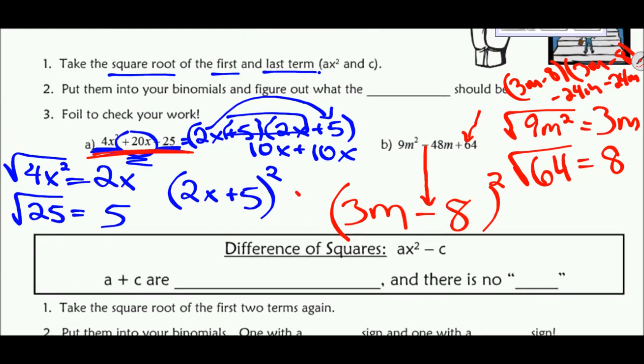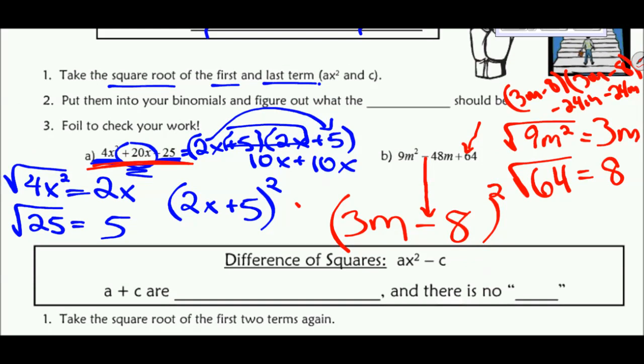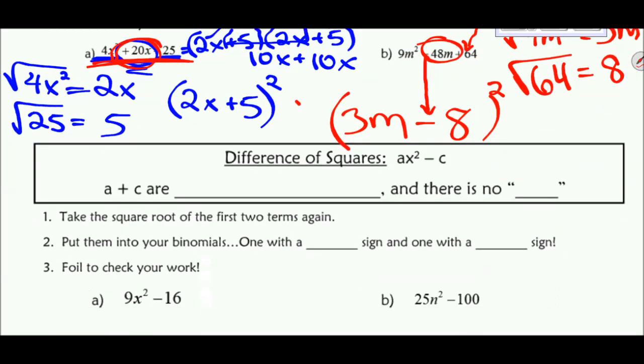Oh, I'm sorry. You're right. That's to figure out our sign. Actually, that's what I was just doing there. Figure out what the sign should be based off of that middle term. Thank you. This is not that easy to pick out. These are really easy to see.